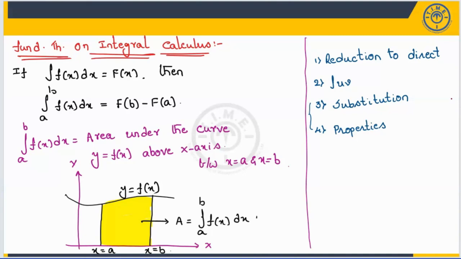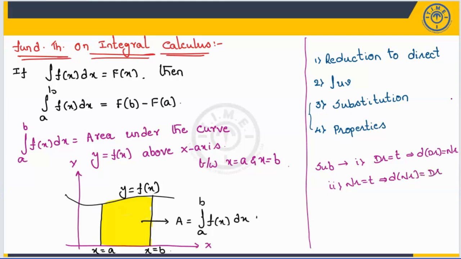Now, when you talk about substitution, we'll look into 3 cases. What are those 3 cases? First, we'll try to substitute the denominator as t, provided the derivative of the denominator gives us the numerator. If we are not getting that, then substitute the numerator as t, provided the derivative of the numerator gives the denominator.